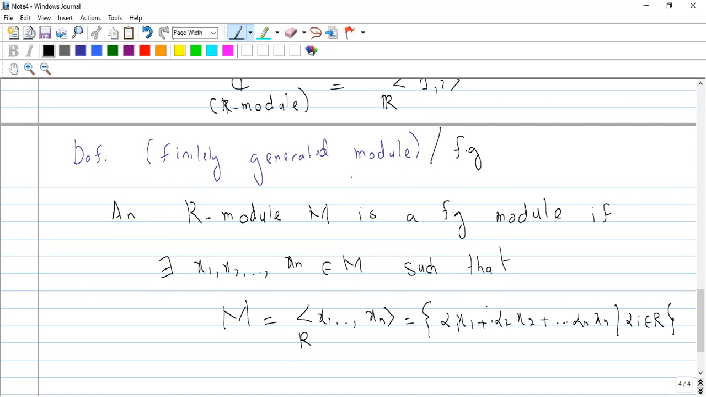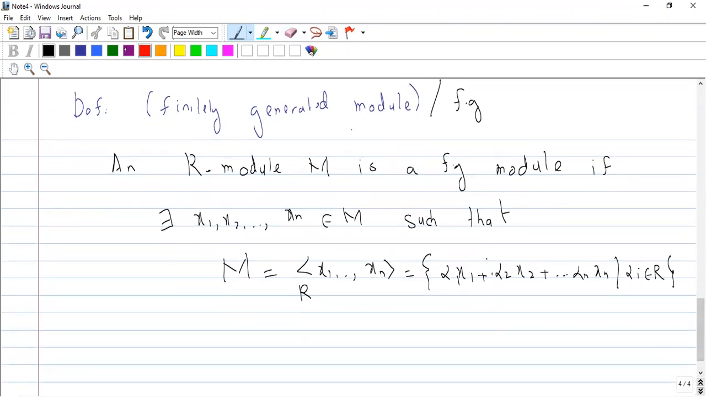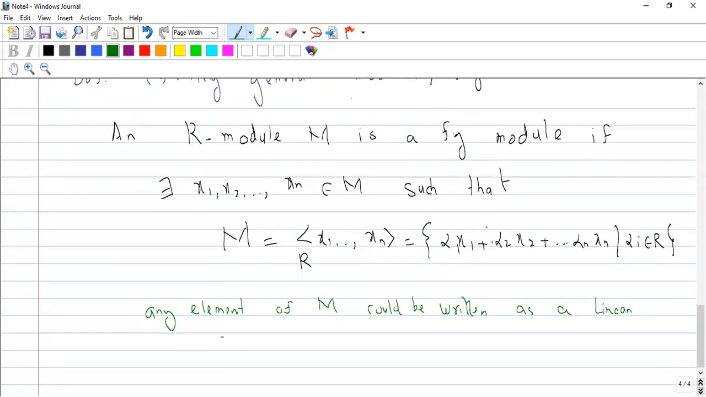So if M could be generated by finitely many elements, or equivalently you can say that any element of M could be written as a linear combination of x1, x2 up to so on xn, then this M is called a finitely generated R module.